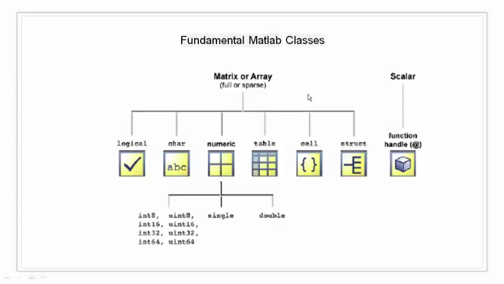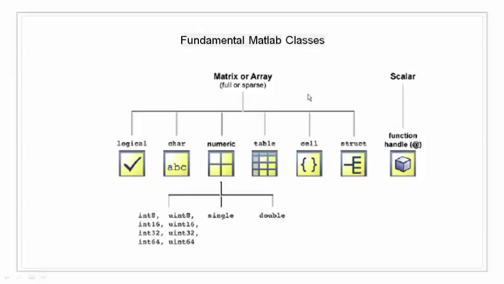Then we have tables, structures, and cell arrays that provide us with a way to store dissimilar types of data in the same container. So there are basically 16 fundamental classes in MATLAB. Each of these classes is in the form of a matrix or an array. With the exception of function handles, this matrix or array is a minimum of 0 by 0 in size, and we can grow it to an n-dimensional array. A function handle is always scalar, that is 1 by 1.